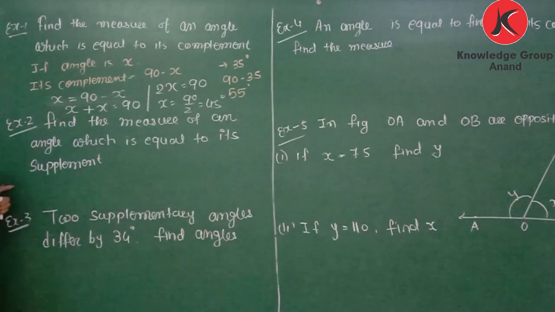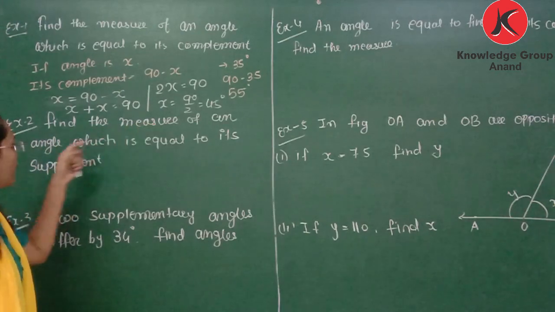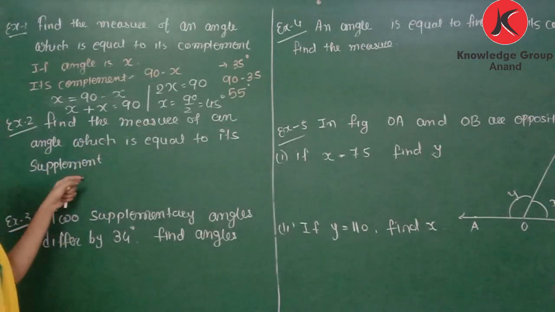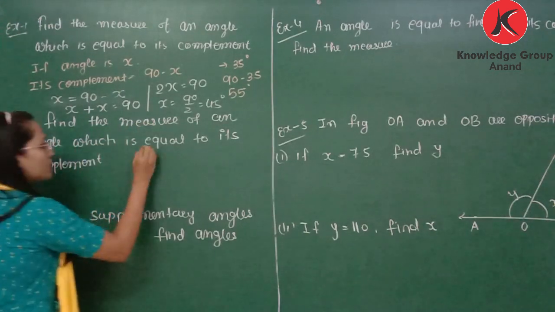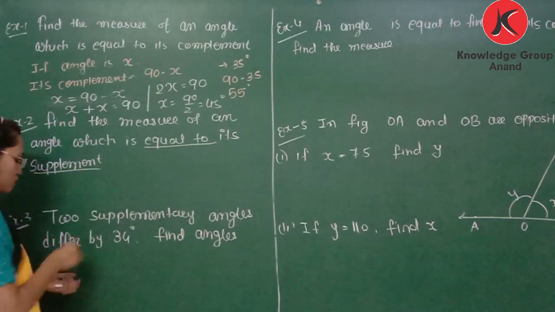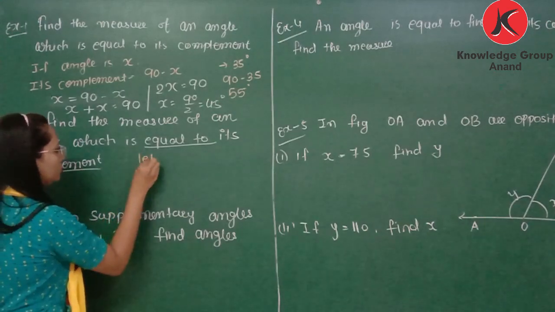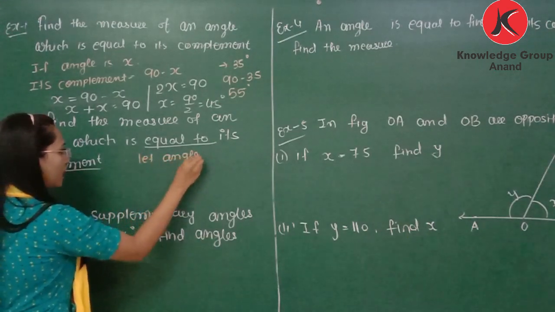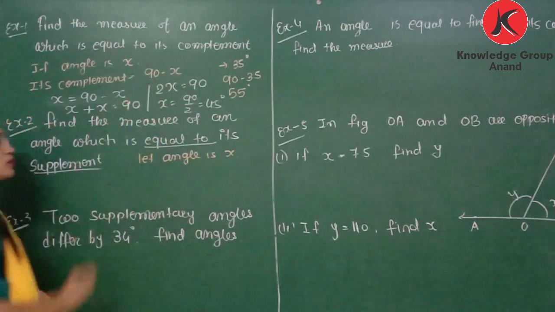Now let's take the second example. Find the measure of an angle which is equal to its supplement. Which is equal to its supplement. So let one angle be x. So we can write, angle is x. It is the same as the previous one.